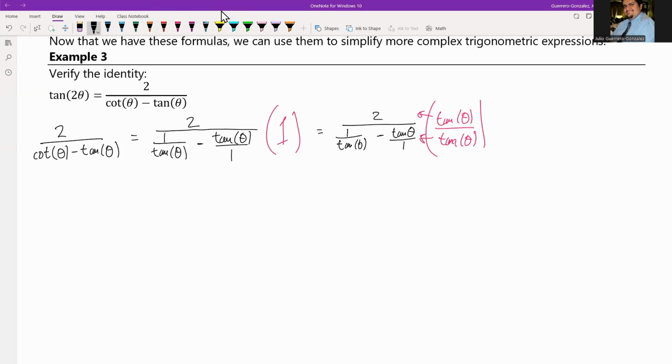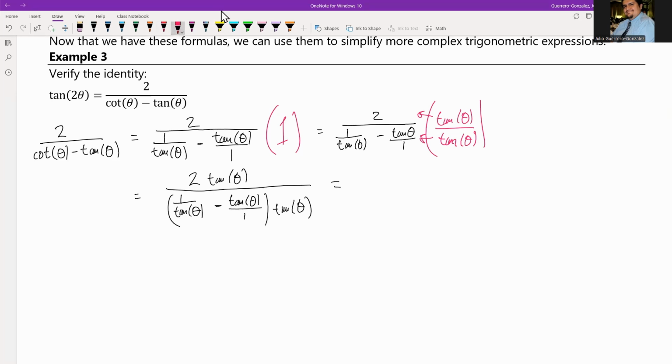Okay, so I'm going to actually write it out first of all. When I multiply the top, it's going to be 2 times tangent theta, right? Divided by, I'm going to write it out really quick, 1 over tangent theta minus tangent theta over 1 times tangent theta. And I'm going to extend that top, the division. There we go. Okay.